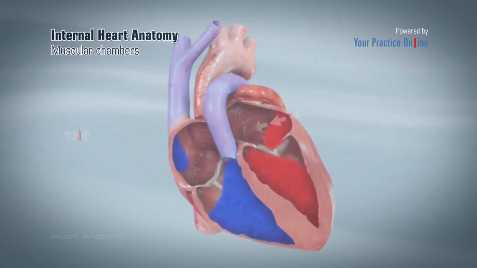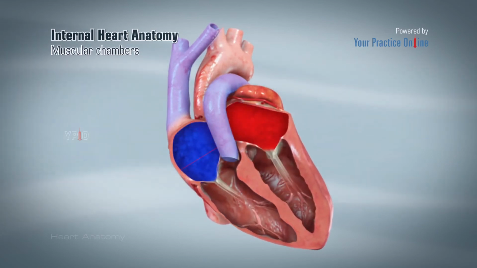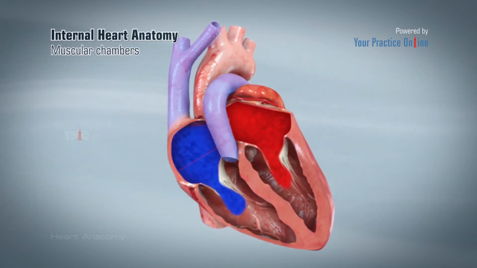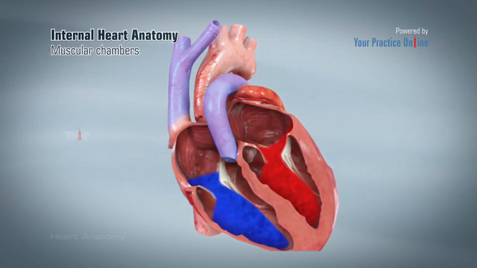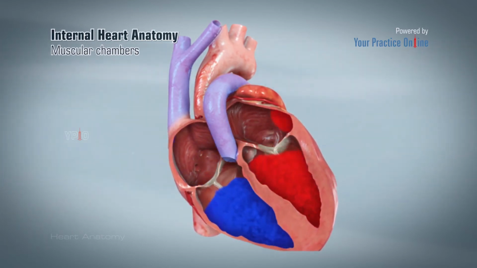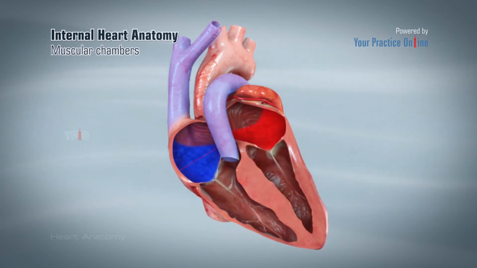The left atrium collects the oxygenated blood from the lungs via the pulmonary veins and delivers it to the left ventricle. This delivery is regulated by the mitral valve. The left ventricle then delivers the oxygenated blood to the aorta, or main artery, from where it is pumped to the rest of the body. This delivery is regulated by the aortic valve.